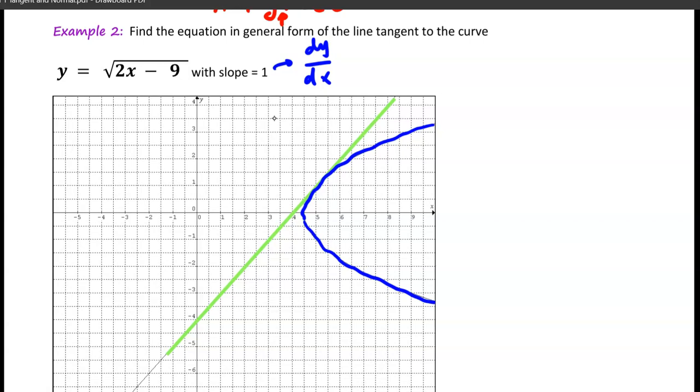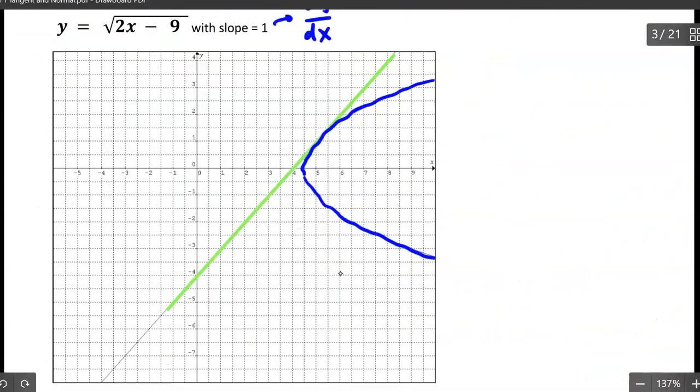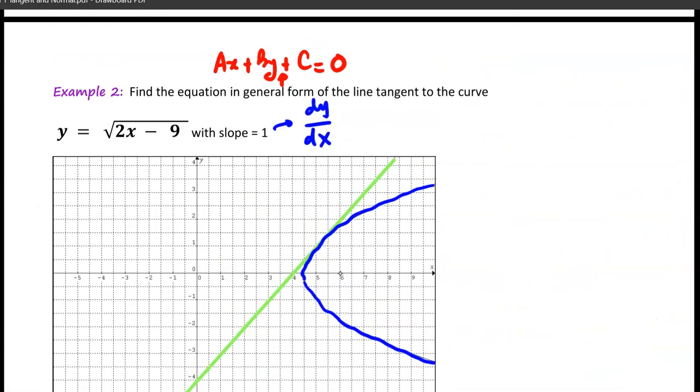Let me pause a few seconds, and I just want to tell everyone that in the previous example, I gave you a point to work with, right? x equal 3, y equal to 4. But here, I don't give you a point to work with, but don't worry about this. We will be able to find the equation very easily. But the first thing you do is you have to differentiate, and we have to differentiate correctly.